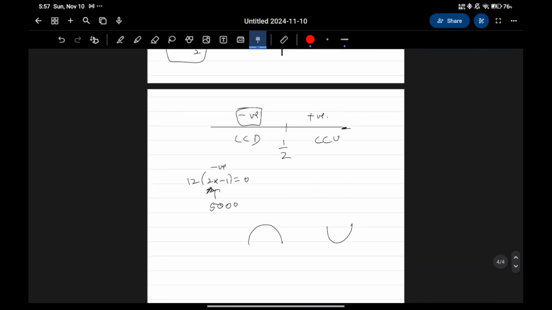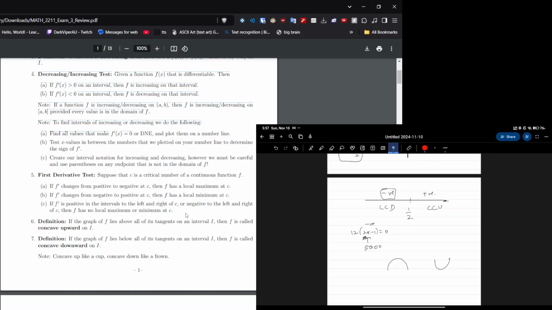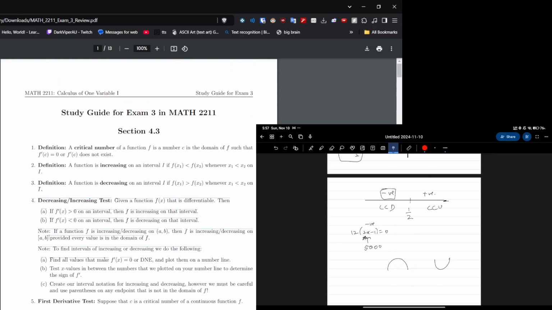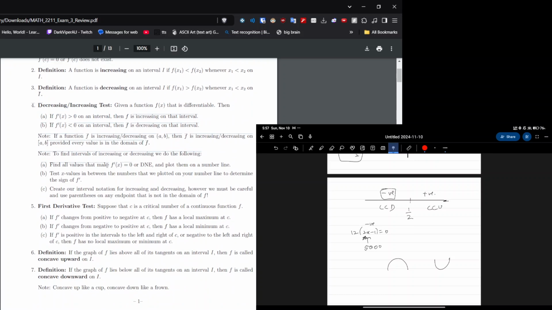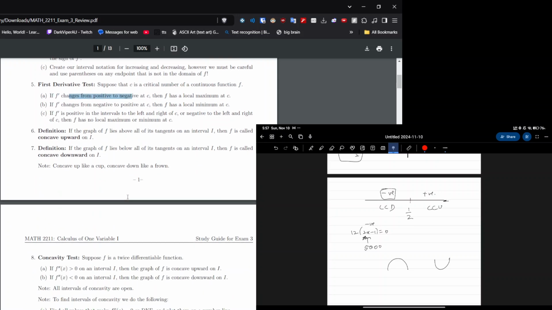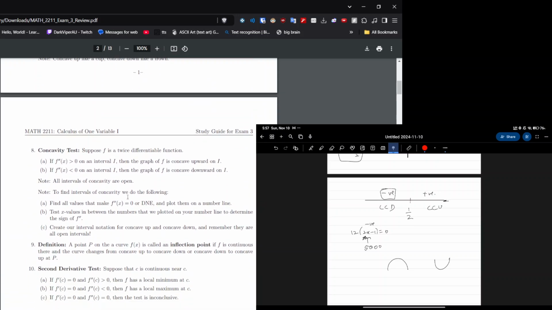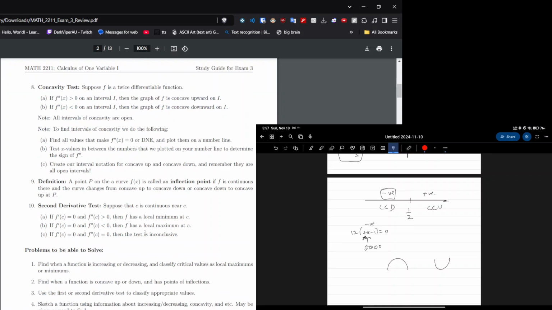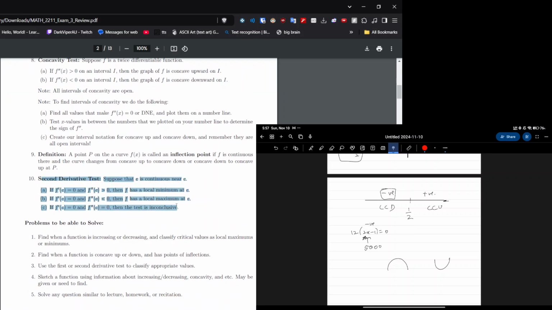Alright, so let's move to the next portions. Let's look for if we missed anything. Okay, so we covered decreasing, increasing, critical points, concave up, concave down, concavity test. Alright, second derivative test. This is one of the other tests.